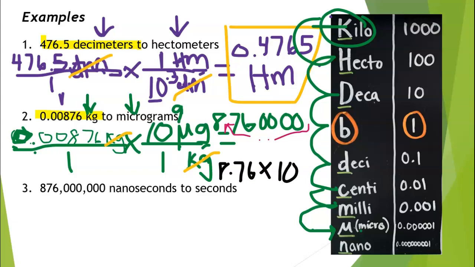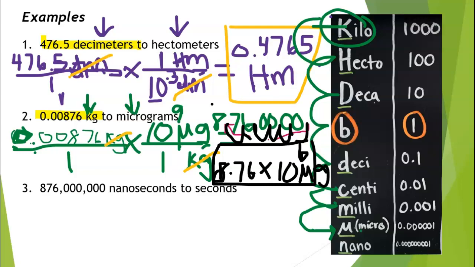And to figure out the power, I need to know how many times I moved that decimal point. I moved it 1, 2, 3, 4, 5, 6 times. So it's 10 to the 6th. And now I just need to determine if that 6 should be positive or negative. My original number is bigger than this 8.76, so this exponent does need to be positive. So this would be a much more correct way of reporting this answer, because it is such a big number. And then, of course, I need to put my units, micrograms.